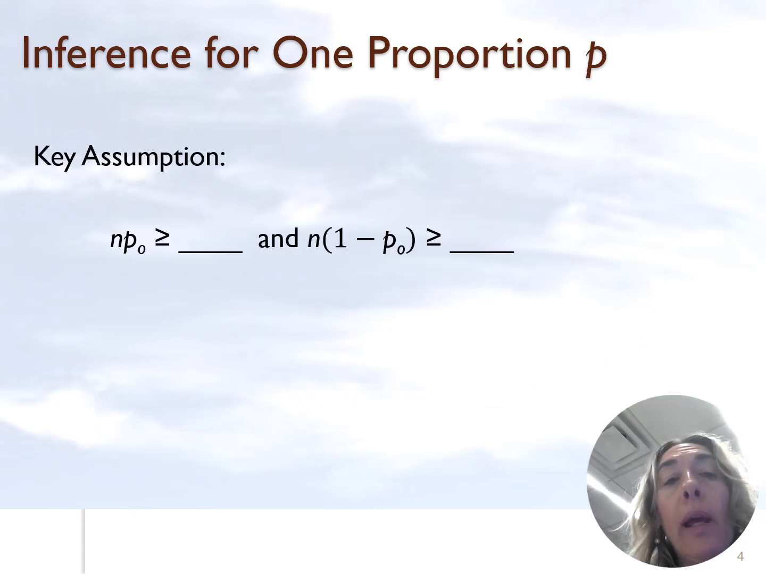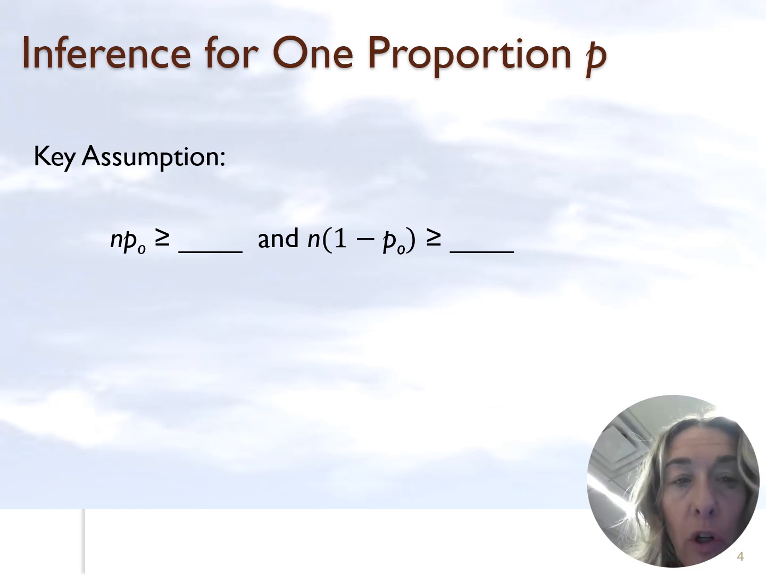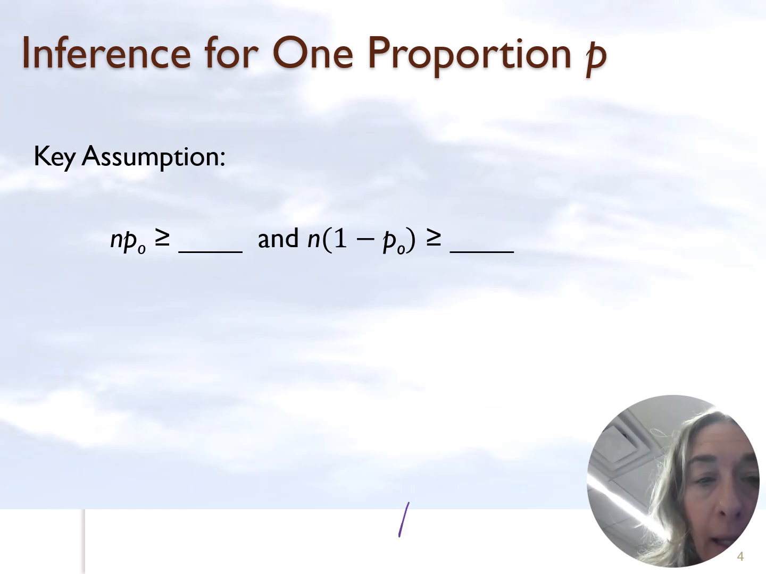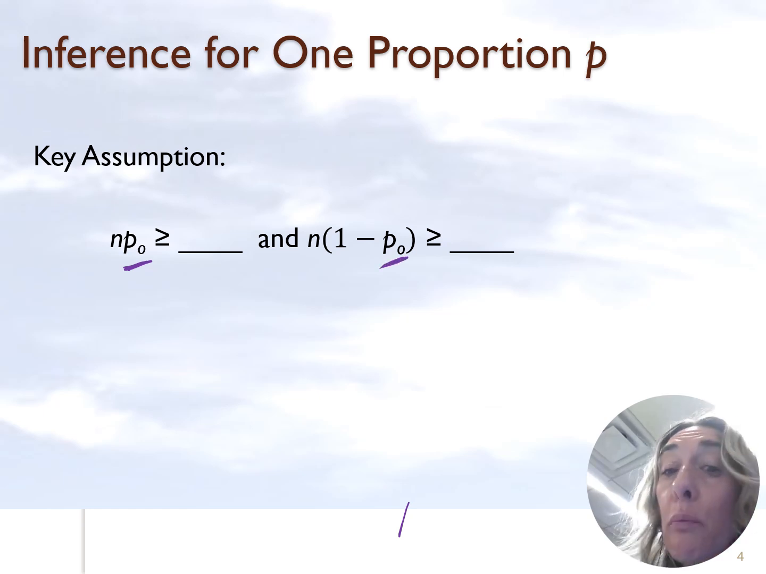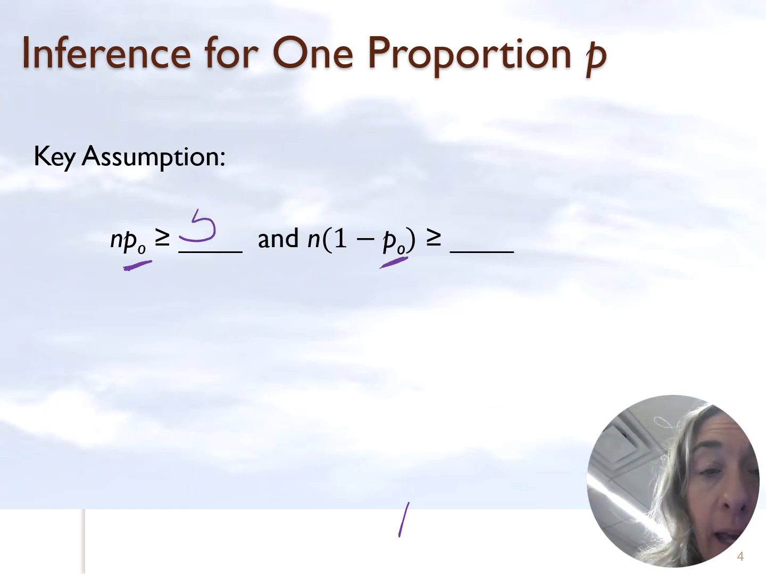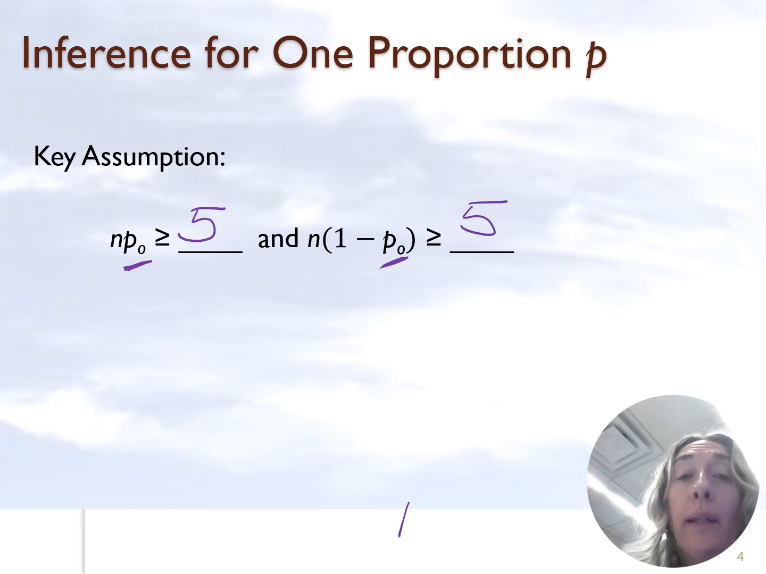So in trying to determine whether we meet the key assumption for using the normal approximation to the binomial, which is that np greater than or equal to 5 and n(1 minus p) greater than or equal to 5, what we do again is we insert the hypothesized proportion of p sub 0 in those two places where we find p. And this is how we test that key assumption of greater than or equal to 5.